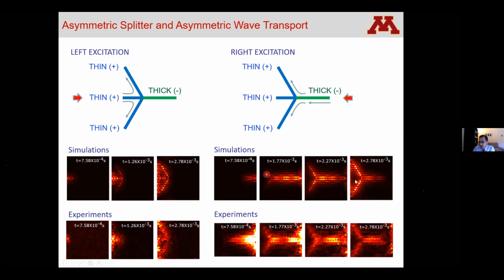And these are four snapshots of the simulation that indicate that the wave starting from the right indeed comes all the way to the left edge. And these are four snapshots of the experiments, of course looking a little bit more cumbersome, but confirming the same behavior. So the bottom line is that, once again, we have an asymmetric behavior according to what edge we excite.